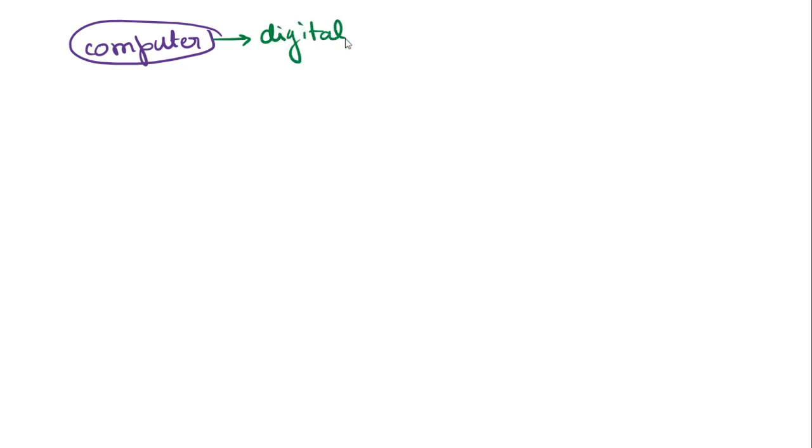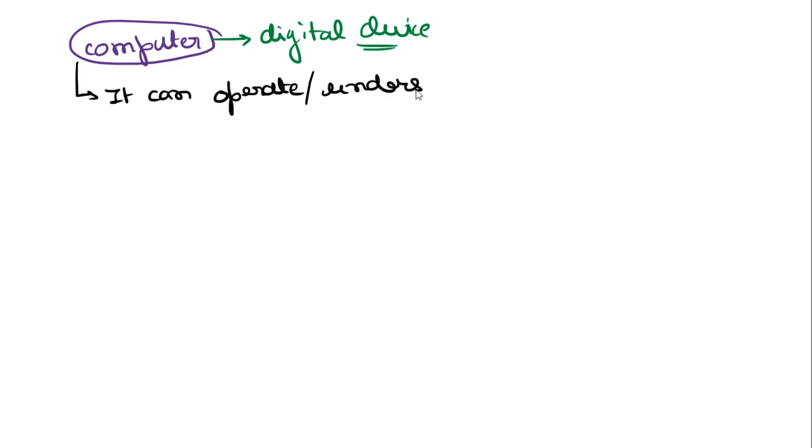Before going into what data representation is, let's see why we need data representation. First of all, as we know, our computer is a digital device, right? What do I mean by digital device? It means that it can operate on or understand only binary information or binary data.